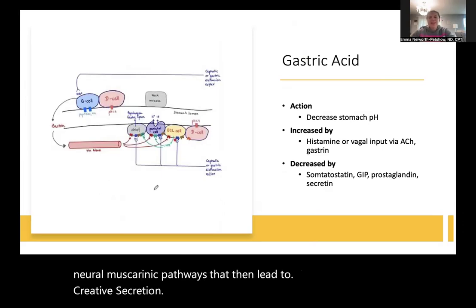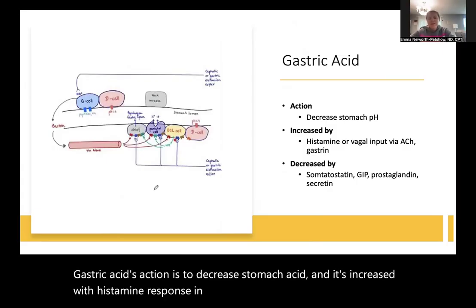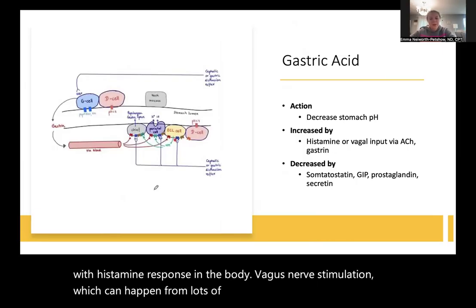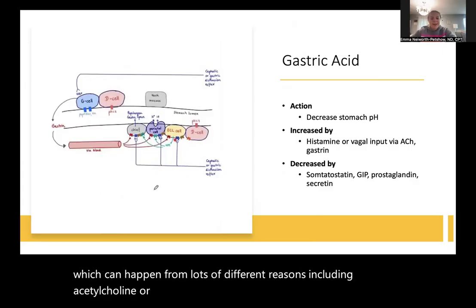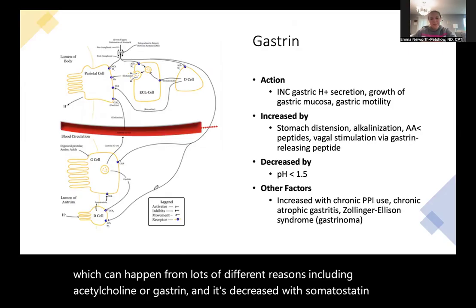Gastric acid's action is to decrease stomach pH, and it's increased with histamine response in the body and vagus nerve stimulation, which can happen from lots of different reasons, including acetylcholine or gastrin. And it's decreased with somatostatin, GIP, prostaglandin, and secretin.